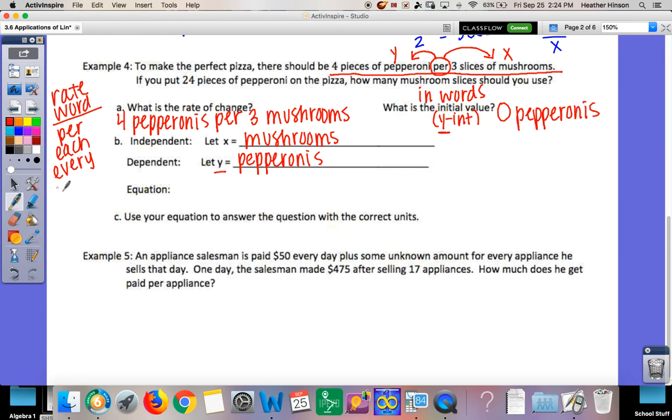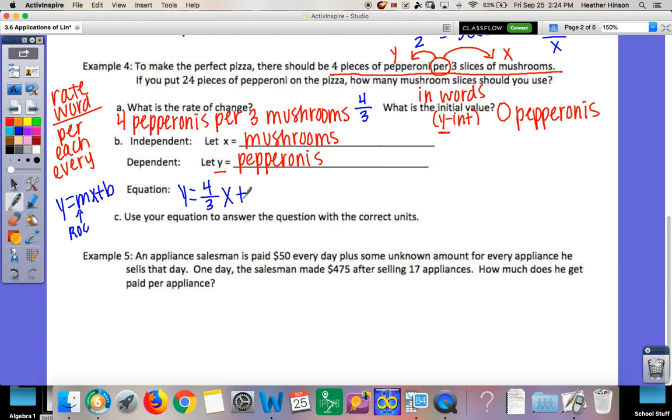Okay, then we do our equation. So for y equals mx plus b, m is your rate of change. What's our rate of change? We have 4 pepperonis per 3 mushrooms. So we can't put all those words in there. This is just 4 over 3. So we just put 4 over 3 in our equation. 4 peps per 3 mushrooms.